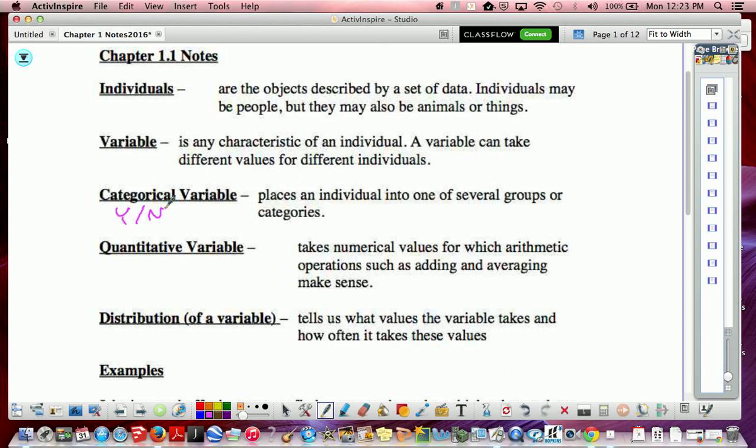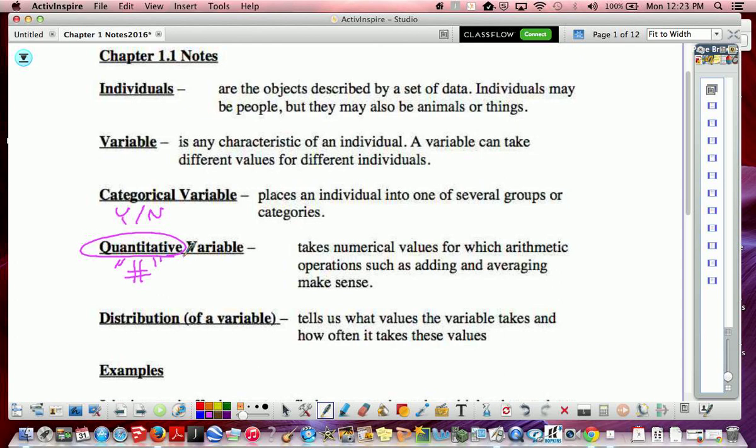Quantitative variables, I want you to think of numbers. Basically any type of data where the data you're collecting is a numerical value. Your age, your GPA, your ACT score. Those are numbers. But categorical, like gender, race, hair color, your favorite color, those would be categorical.